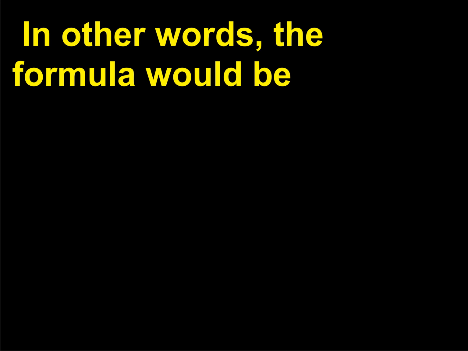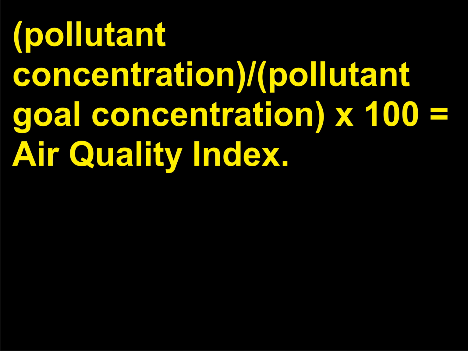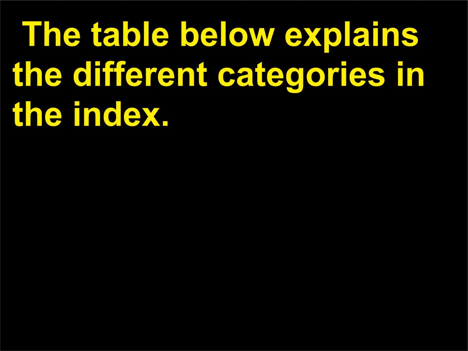In other words, the formula would be pollutant concentration / pollutant goal concentration x 100 equals air quality index. The table below explains the different categories in the index.